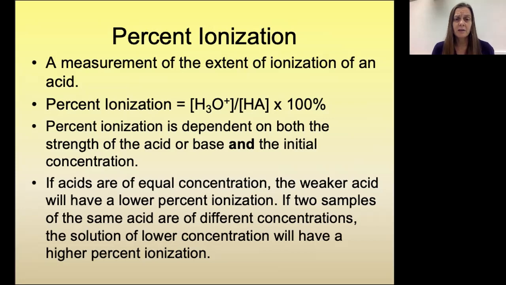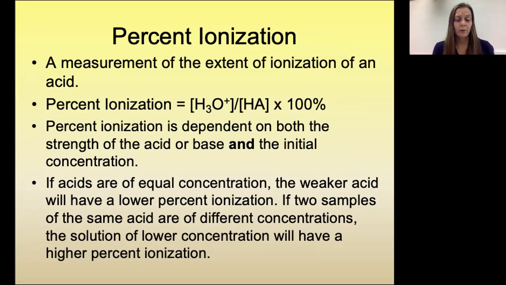If you have two acids of equal concentration, the weaker acid is going to have a lower percent ionization. But if you have two samples of the same acid, so we have two samples of acetic acid, for example, and they're at different concentrations, the lower concentration solution is actually going to be more ionized as a percentage. So the solution that has the lower concentration will actually have a higher percent ionization. So as we add water, we're pushing that equilibrium to the right, and that's going to cause a higher percent ionization.